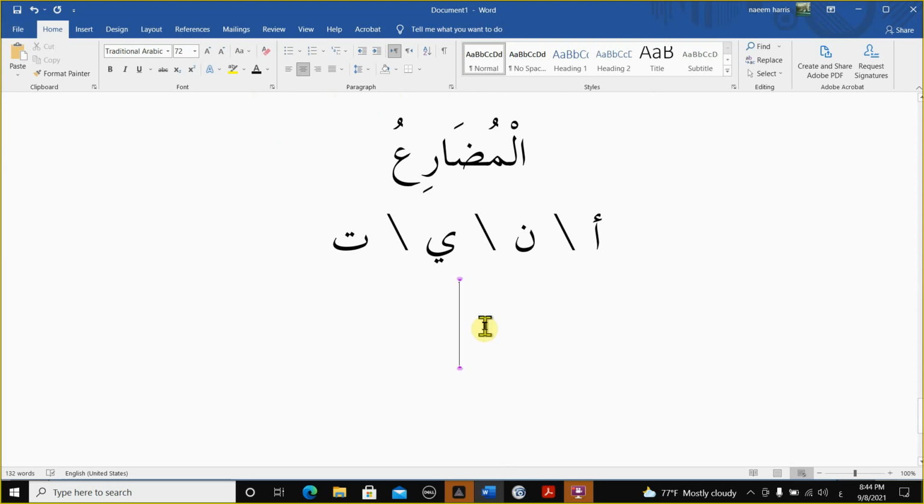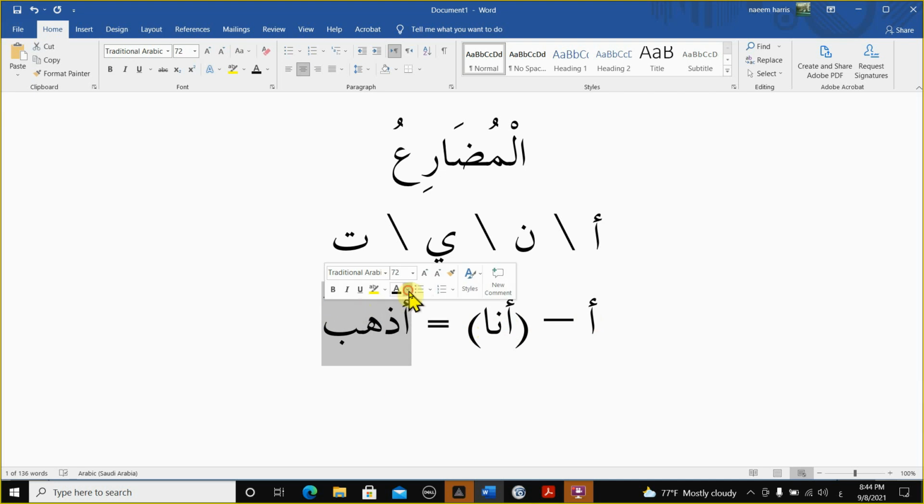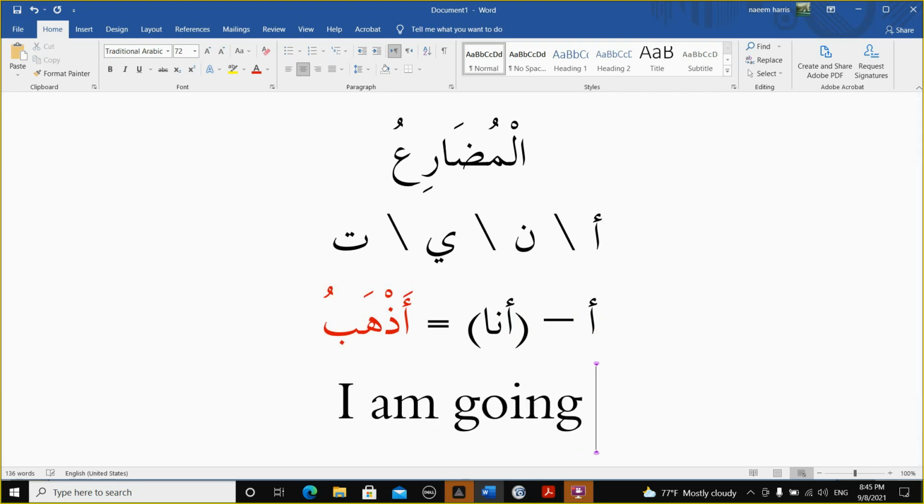The alif represents ana. For example, adhhabu, I am going. The alif represents ana. So adhhabu, you see alif on the mudari' is always going to be I. I am going. Dhahaba means to go. Alif means I am going.